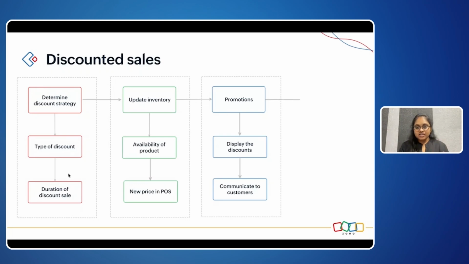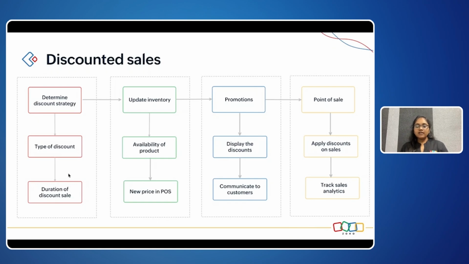And at last comes the point of sale. Once a sale is made, we have to apply the discounts on the bill and track the sales analytics along with the discount duration. And we have to check what profit we got out of this discount sale. So these are the major stages involved in the general discounted sale process.